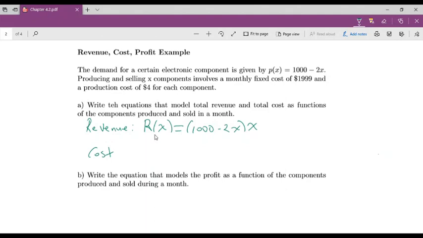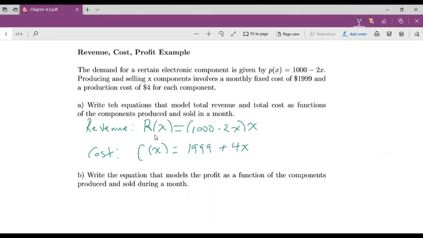If I look at the cost equation, C of X, now your cost is going to be made up as the fixed cost, so you're always going to have a fixed cost of $1,999 per month, and as well how many components you make. There's an additional $4 for each component that you make, so your cost is made up of that $1,999 plus that $4 per each component made.